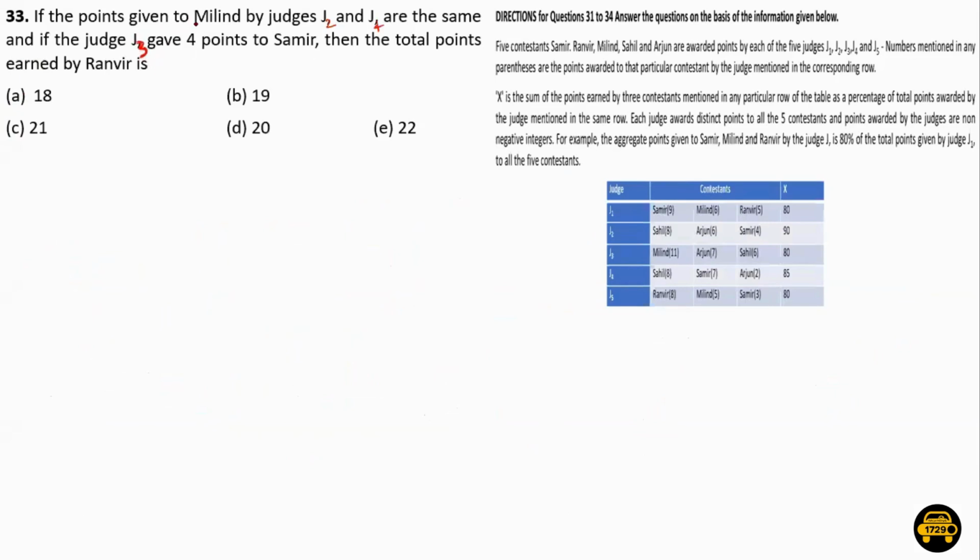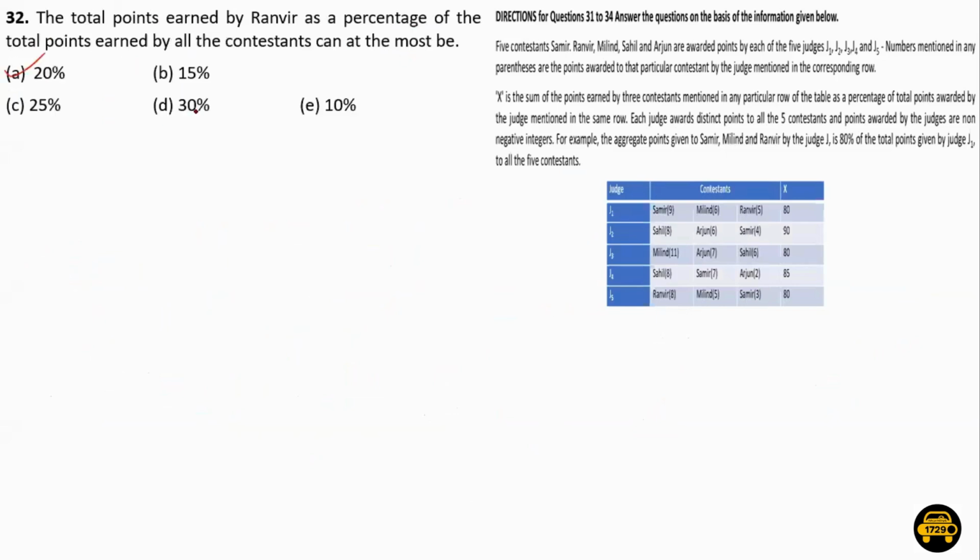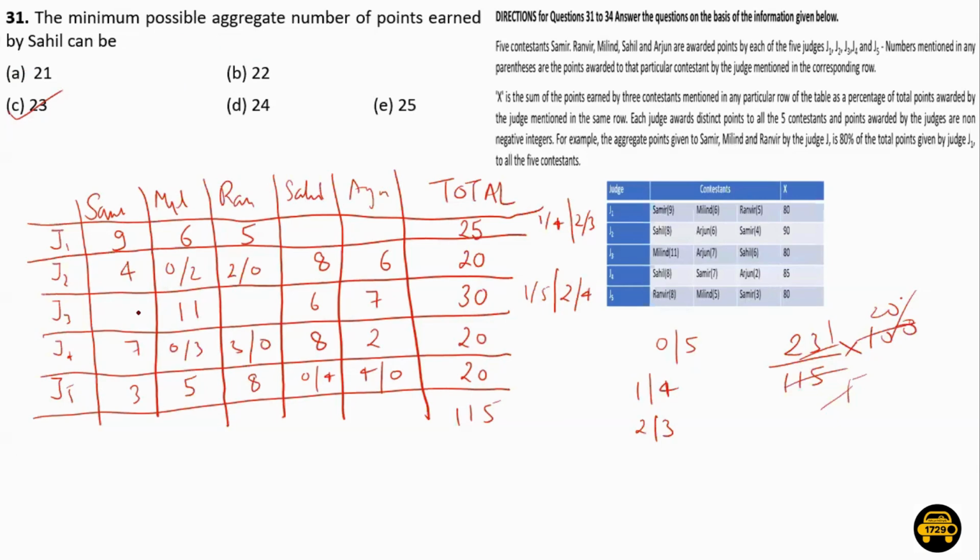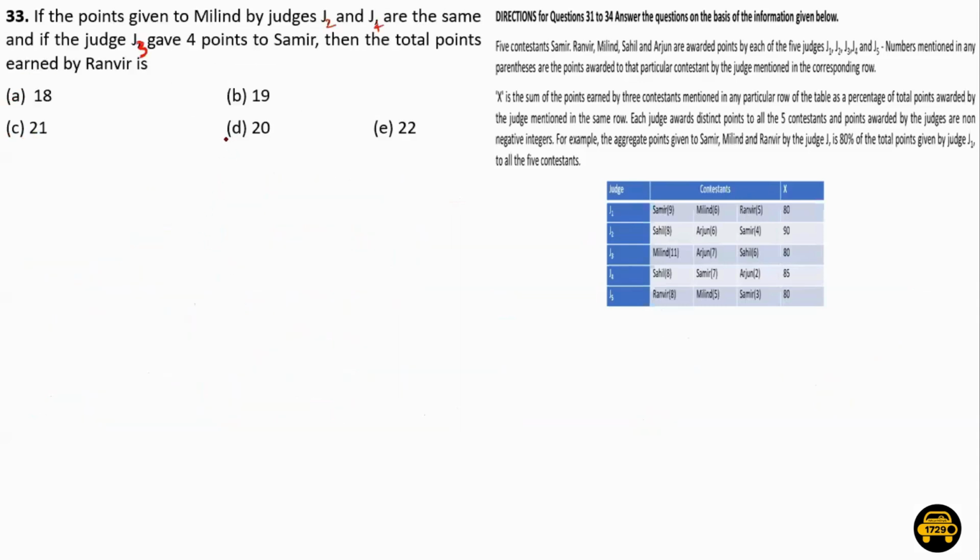Okay, so if the points given to Milind by judges J2 and J4 are same, and if the judge J3 gave 4 points to Samir, then the total points earned by Ranveer. Okay. So if Samir gets 4 here, of course Ranveer will get 2. And if both of them are giving the same, that means both will give 0, J2 and J4. So in this case, we'll take it 5 plus 2 plus 2 plus 3 plus 8. So it will be 9 plus 3, 12 plus 8 will be 20. So the total points earned by Ranveer in this case will become 20.